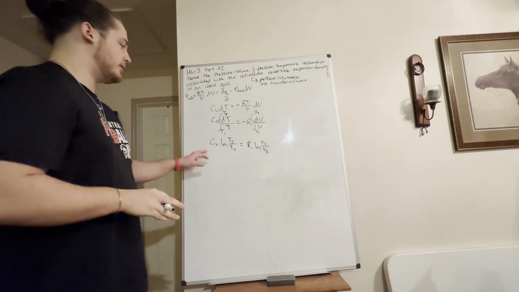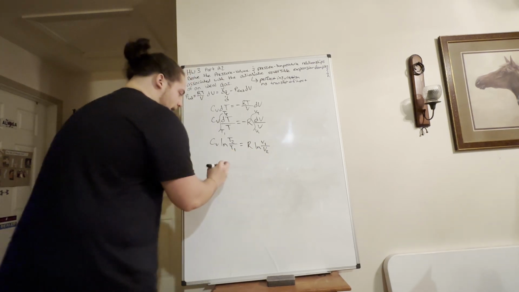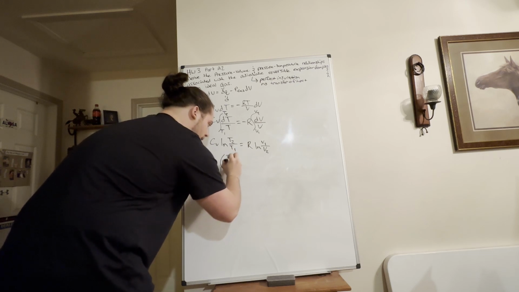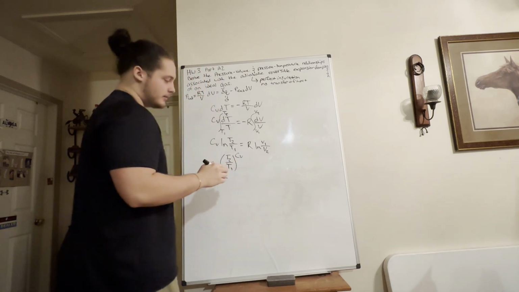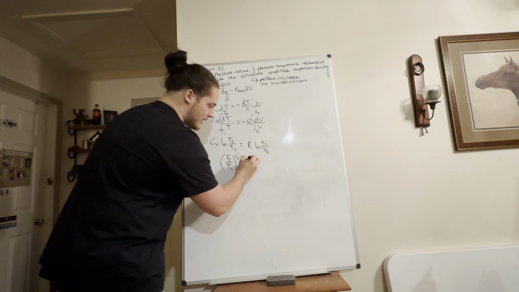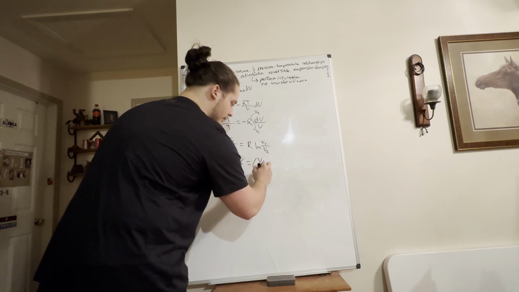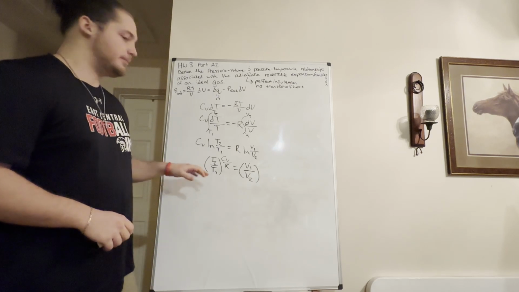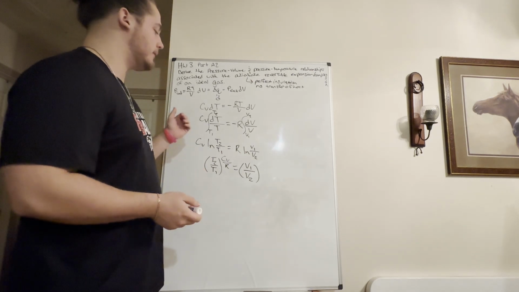So now we're going to get rid of the natural log by raising both sides of this to e, and this will give us T2 over T1 raised to the power of CV over R. We just move that over here, and that is equal to V1 over V2.